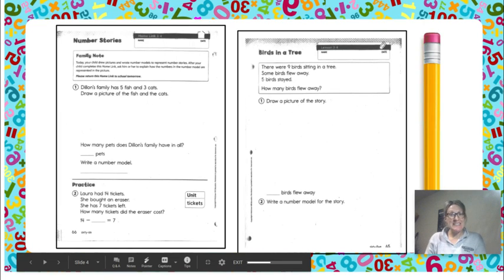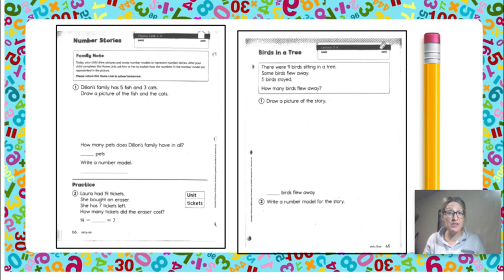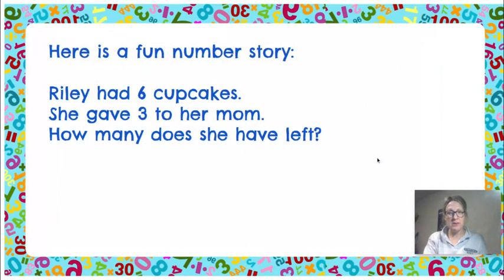Okay, friends, today in math, it's kind of a little bit of review. So I want you to try to be more independent. That means I can do this work on my own. These are what the pages look like for your work in the bundle. So I'm not going to take a lot of time on those activities, but I do want to go over how to solve number stories.